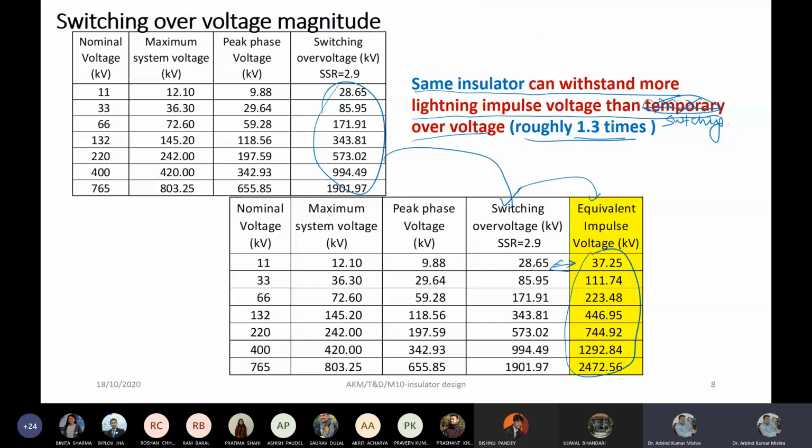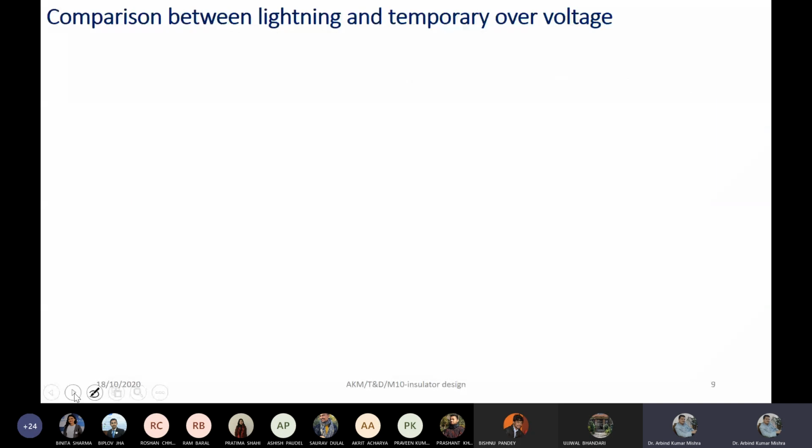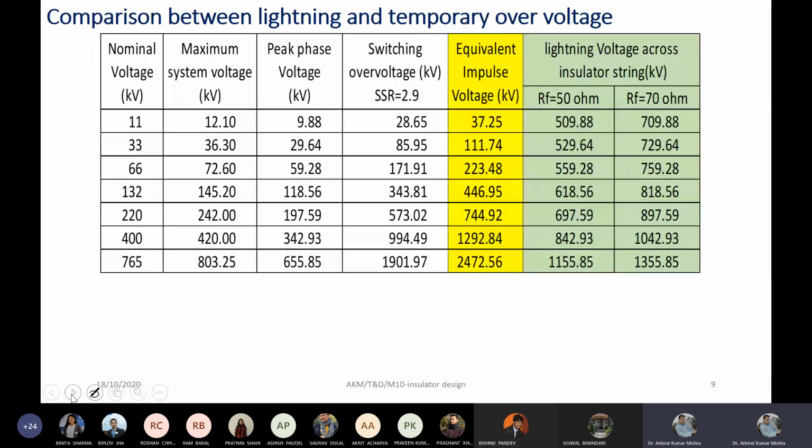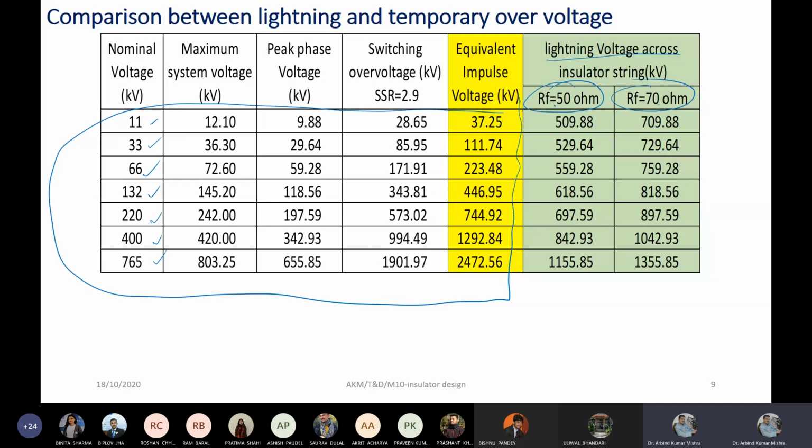Now if we go back and recall the voltage-wise lightning overvoltage and compare, this is the calculation we have just done from here to here. For these voltages, we had already calculated the lightning overvoltage for the case of tower footing resistance of 50 ohm and 70 ohm. There are a few conclusions you can draw from here. Just see before this, from here to here, right? And just see these two cases.